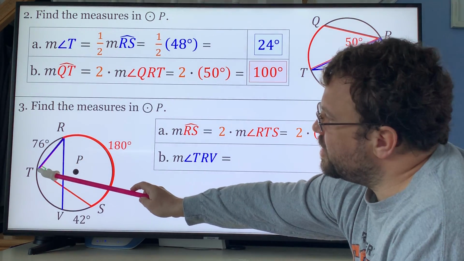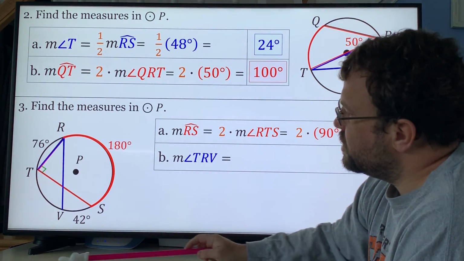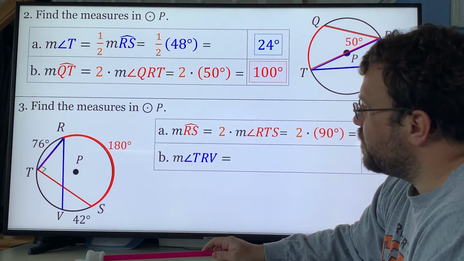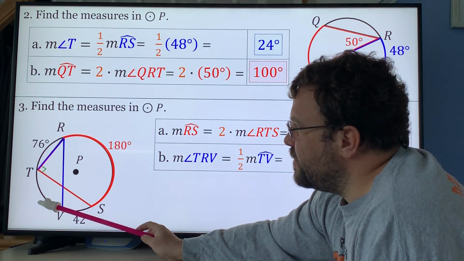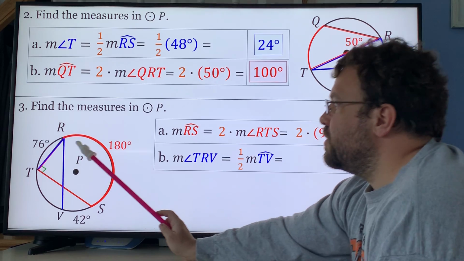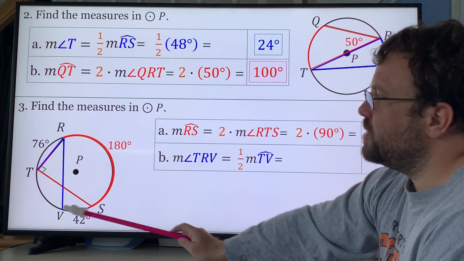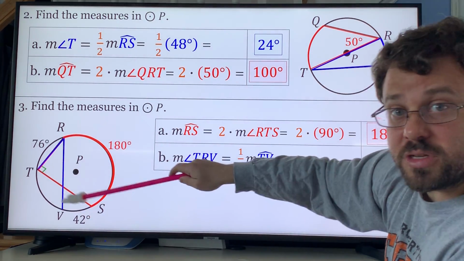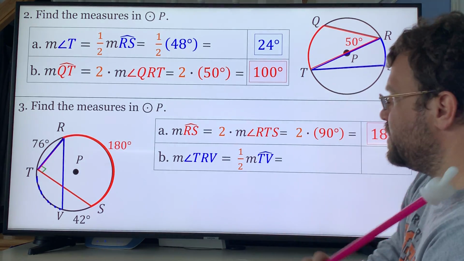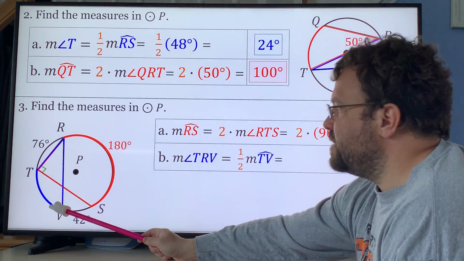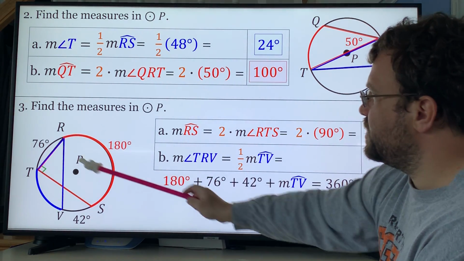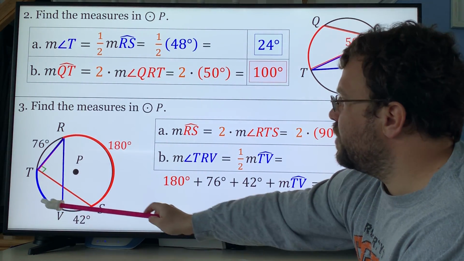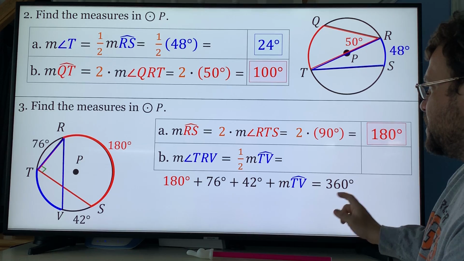TRV is this angle right here, T to R to V. So what arc do we use there? We're going to have to use arc TV. Now, we don't know what TV is, but we know that this is 76. We know that this is 180, this is 42. And we know that the entire circle is how many degrees? 360. So we could find TV by doing that. We could say 180 plus 76 plus 42 plus whatever TV is equals 360.